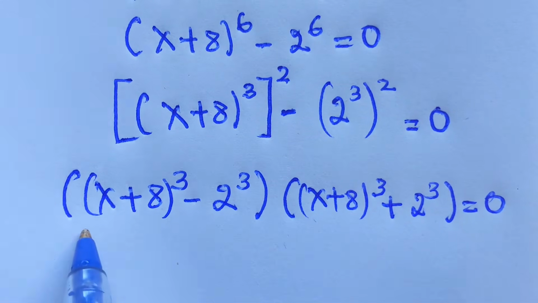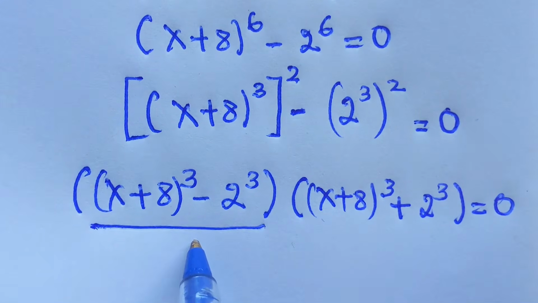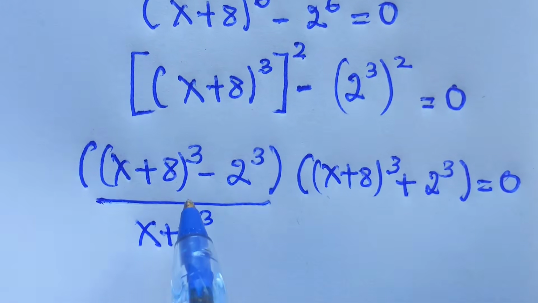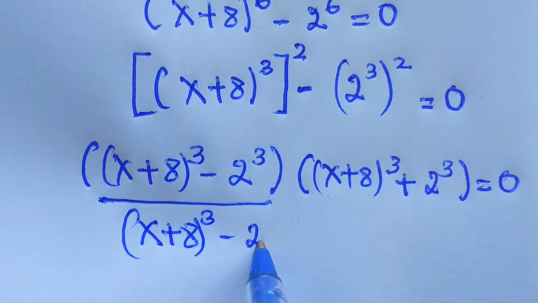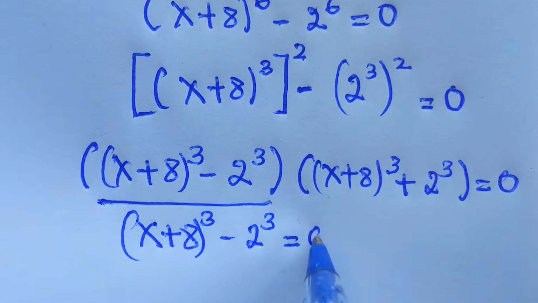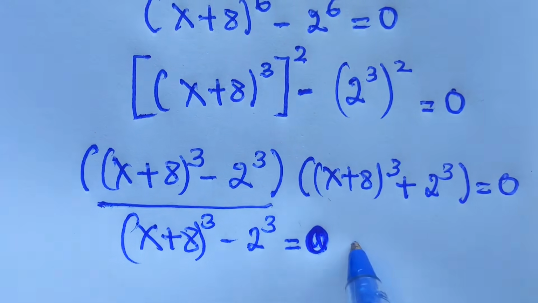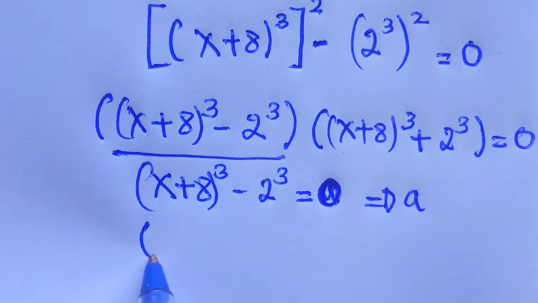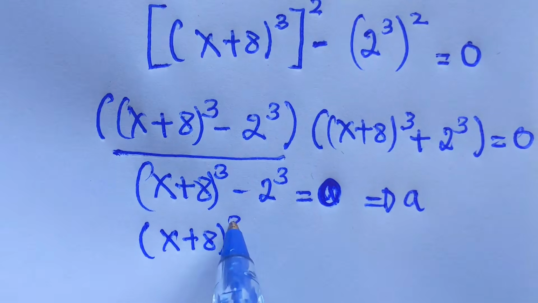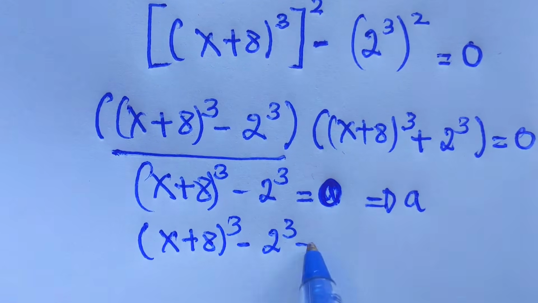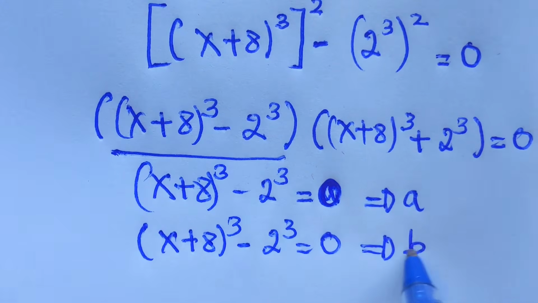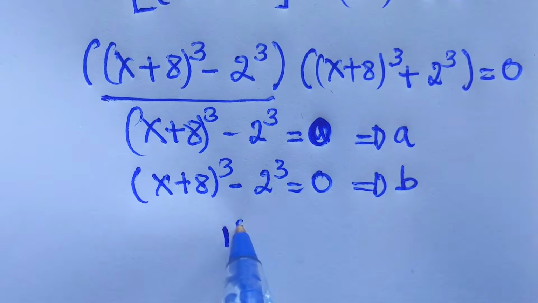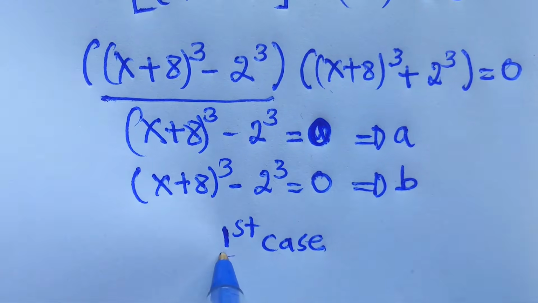Now we call the first factor a: (x + 8)^3 - 2^3 = 0, and the second factor b: (x + 8)^3 + 2^3 = 0. So let us start with the first case, which is a.